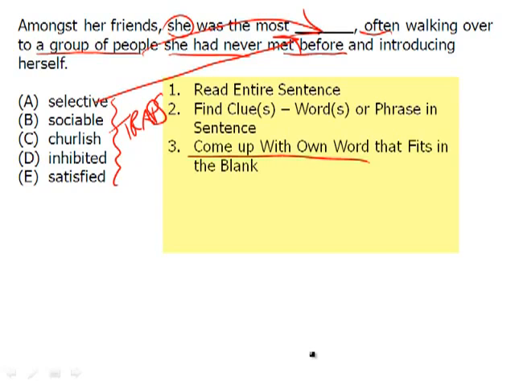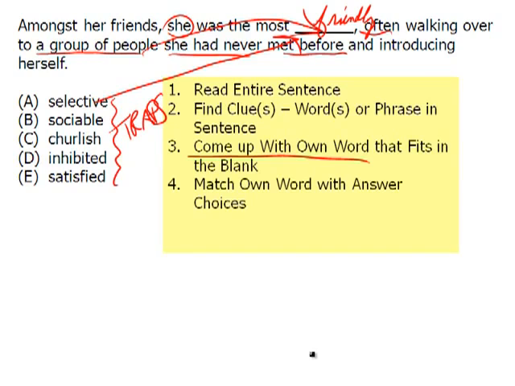And so we know she is likely to go up and talk to anyone and introduce herself, so she is the most friendly. Maybe your word is outgoing. It doesn't matter, as long as you come up with one word and then you match that word with the answer choices. So let's start with A, selective. If you're friendly, by definition, are you selective? No. If you're friendly, if you are outgoing, are you sociable? Yes, those words are synonyms. And there we have an answer.